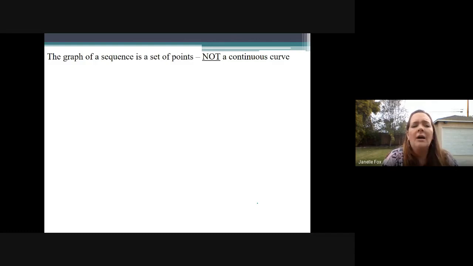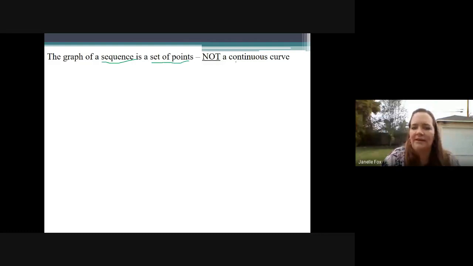Okay. A little side note, if you want to put this in here, this has to do with what an arithmetic sequence would look like if you were to graph the coordinates. So the graph of a sequence is going to be a set of points. A sequence is just going to be a set of points.